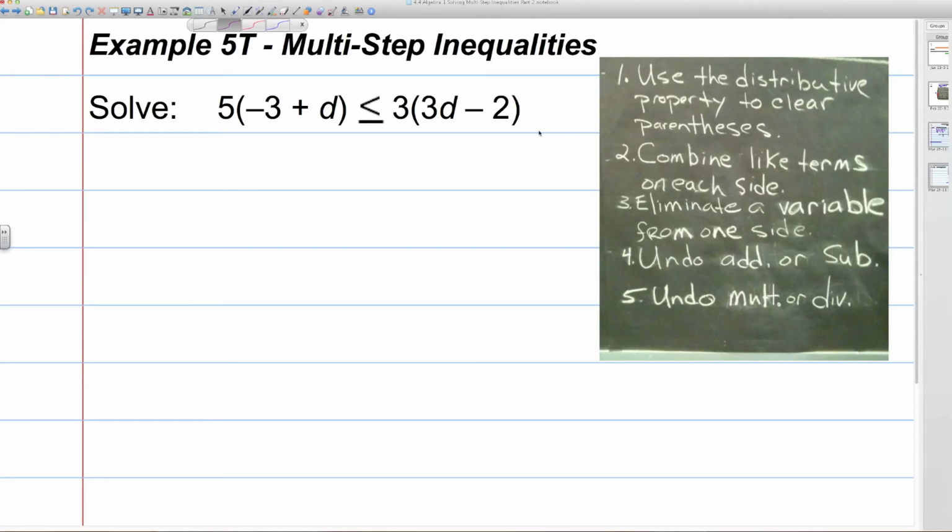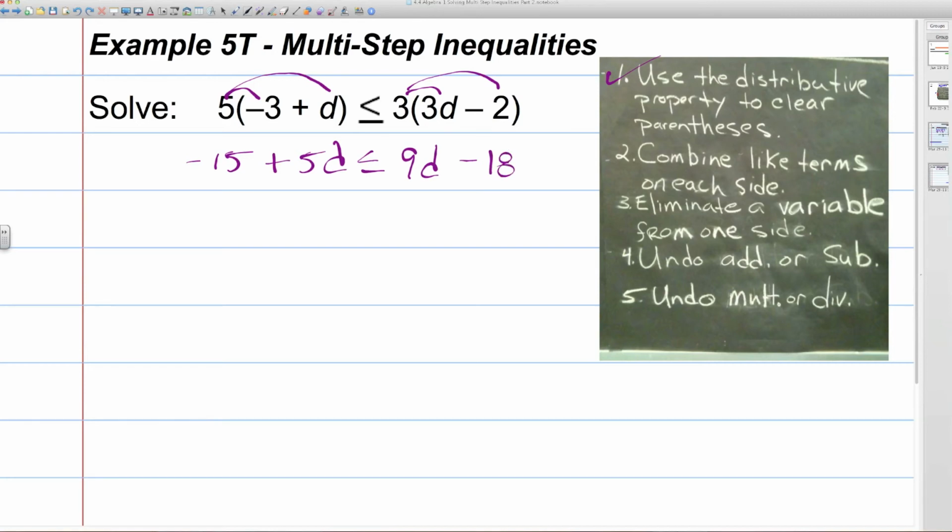So, to do this, the first step is to use the distributive property to clear the parentheses. And remember, when you distribute, you have to do 2 things, and that'd be multiply by 5 twice. 5 times negative 3 is negative 15, plus 5 times d, which is 5d. Bring down that inequality. Remember, that serves as the middle of our inequality. On the right-hand side, we have to eliminate parentheses. 3 times 3d is 9d, and 3 times minus 2 is minus 18.